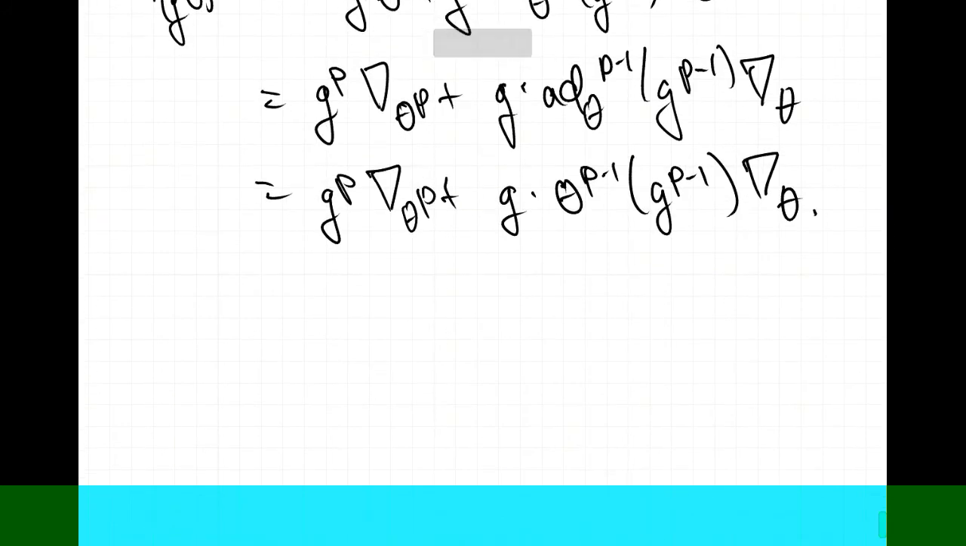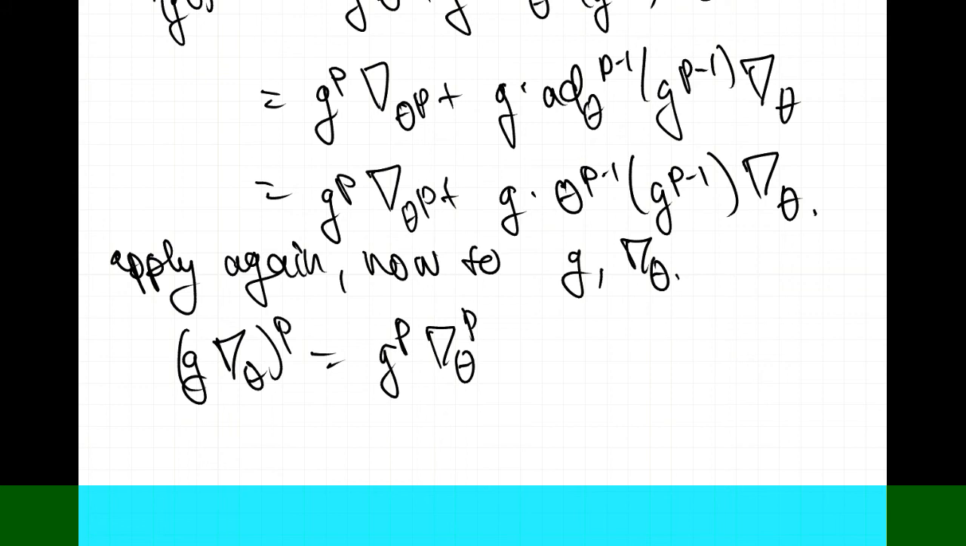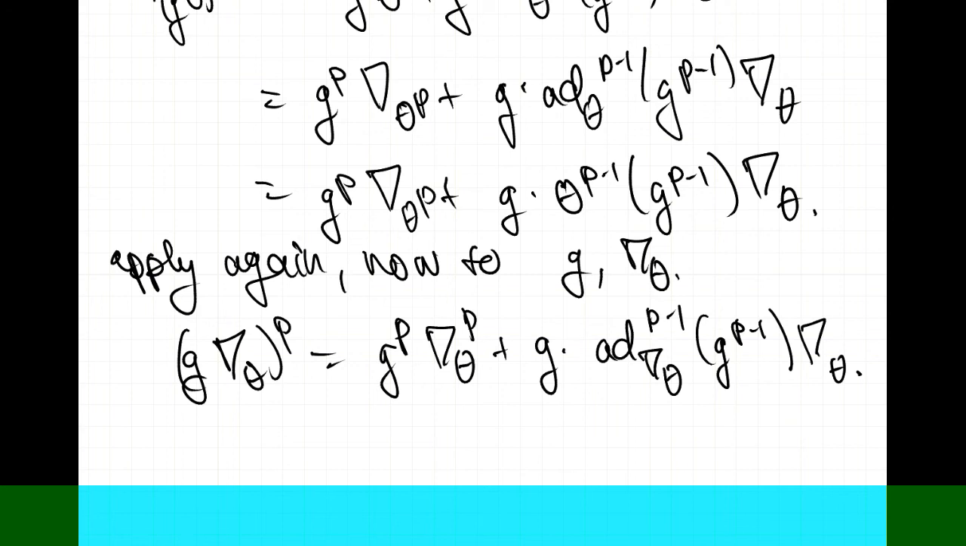And now we're going to apply Deligne's formula again. Now to G and this guy. Okay, so what do we want to do? We want to do G, this connection to the P here. And it says it distributes. But we have this correction factor where we need to do G times, and then we do the adjoint action of this to the P minus first power here. And then we have this guy here. Okay, and so again, this thing is just going to be the derivative of p. So it's going to be this operator applied p minus 1 times to this. So actually, this is just going to be g to the p plus g, and now we have again theta to the p minus 1, since the connection applied to these constants is the same thing.